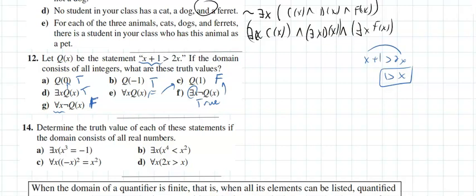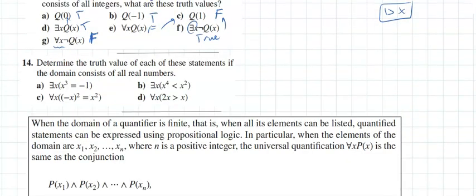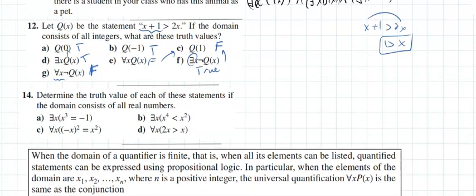Determine the truth values of the statement. So here it says there exists an X such that X cubed is less than negative. Well, that is true. Let X equal negative 1. Negative 1 cubed equals negative 1. B, there exists an X such that this is true. Well, that's true. Let X equal 1/2, a fraction.